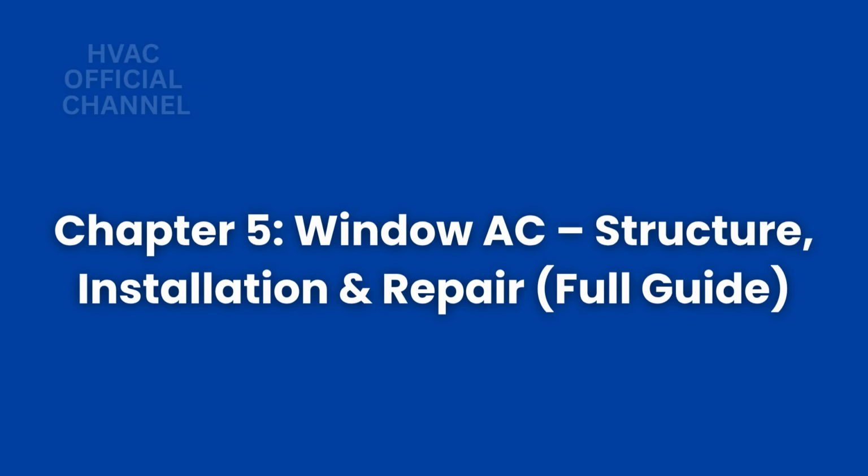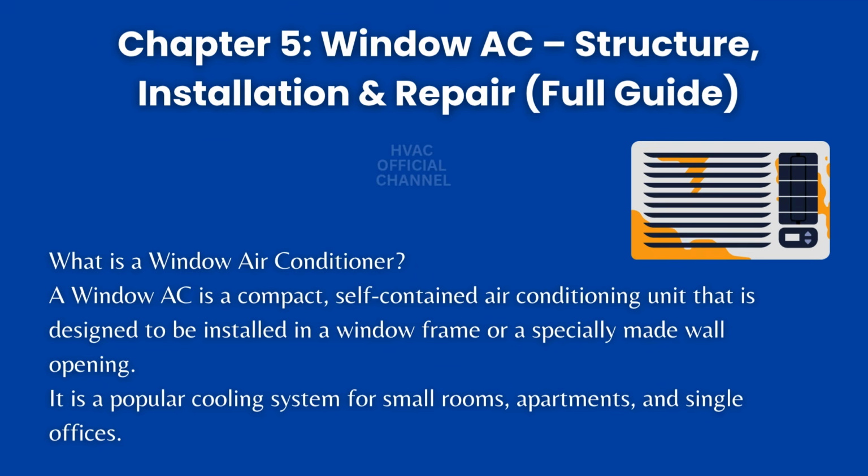Chapter 5. Window AC. Structure, installation, and repair. Full guide. What is a window air conditioner? A window AC is a compact, self-contained air conditioning unit that is designed to be installed in a window frame or a specially made wall opening. It is a popular cooling system for small rooms, apartments, and single offices.